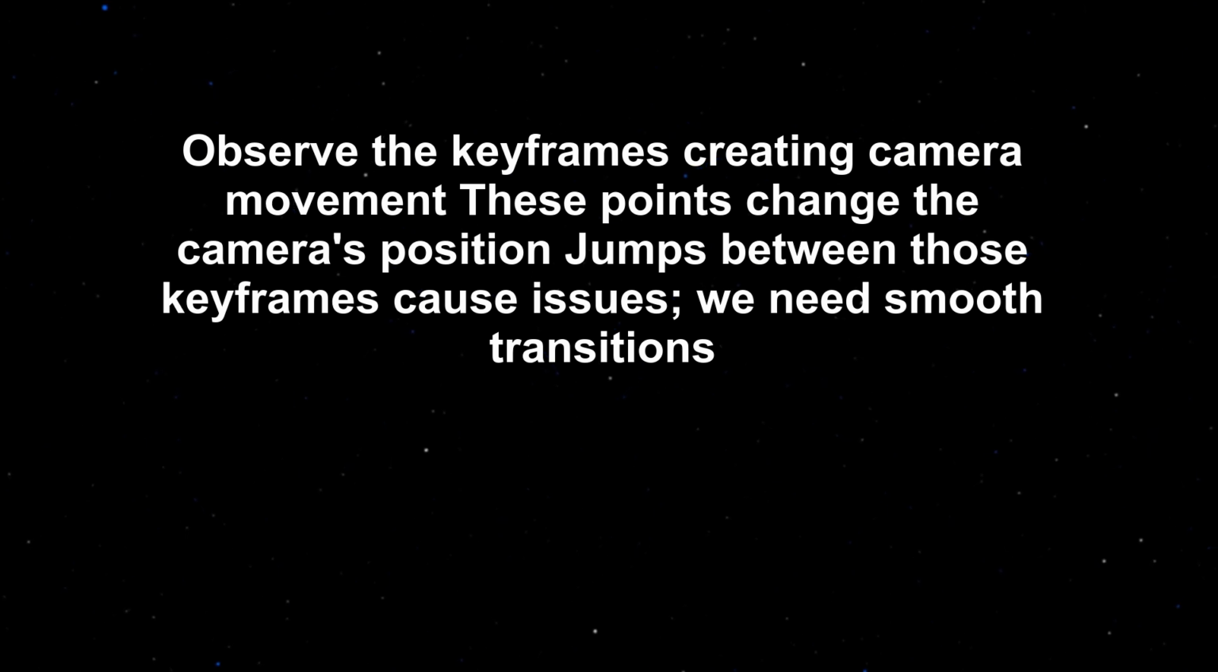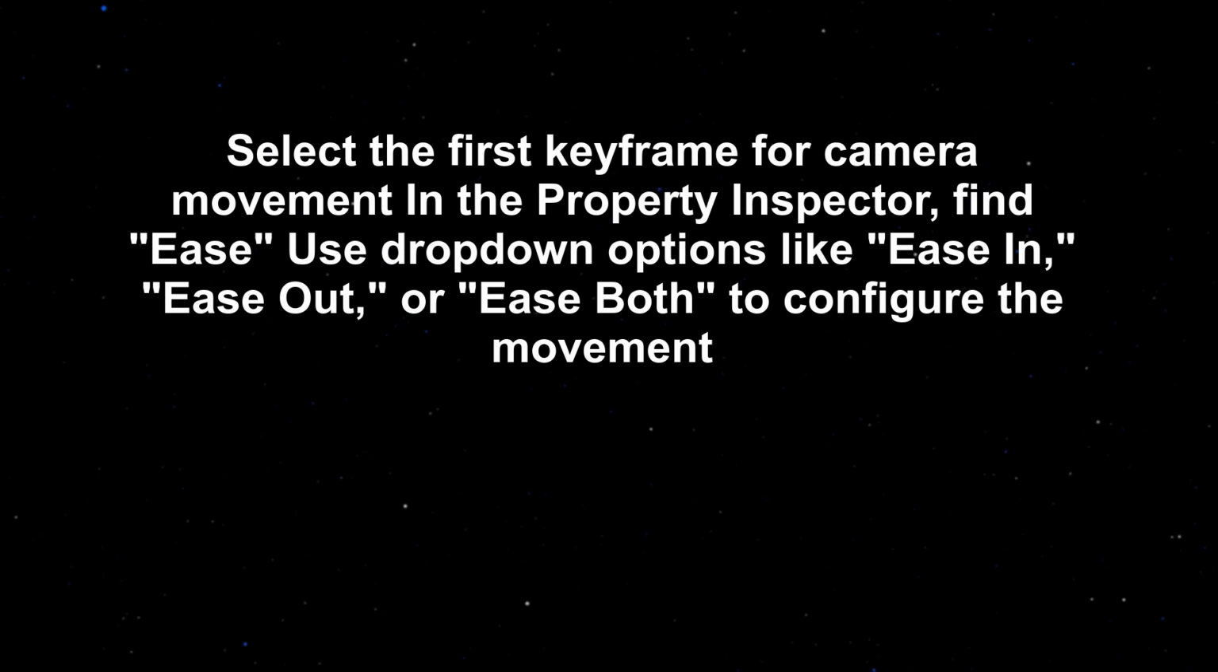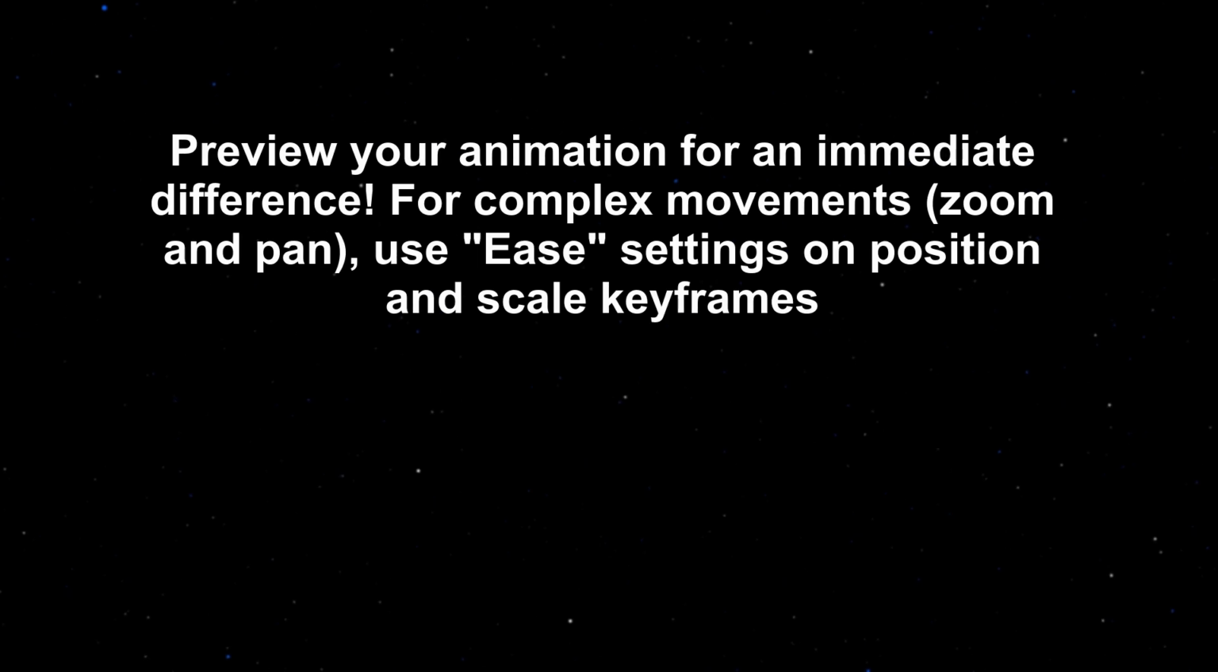We need smooth transitions. Select the first keyframe for camera movement in the Property Inspector. Find Ease. Use drop-down options like Ease In, Ease Out, or Ease Both to configure the movement. Preview your animation for an immediate difference.